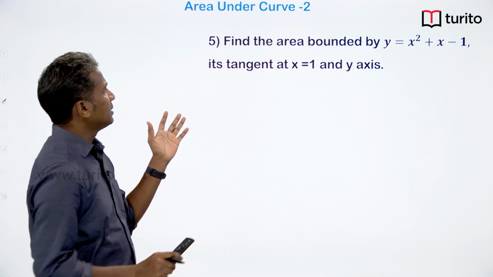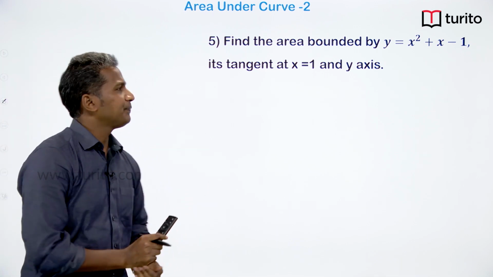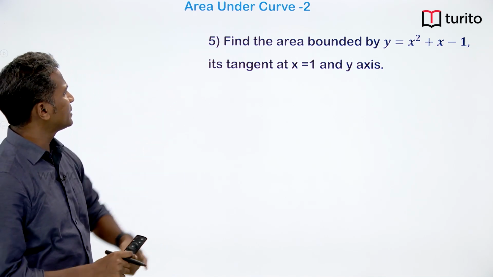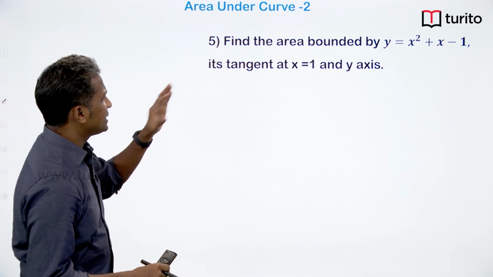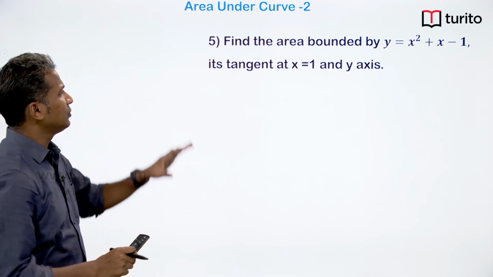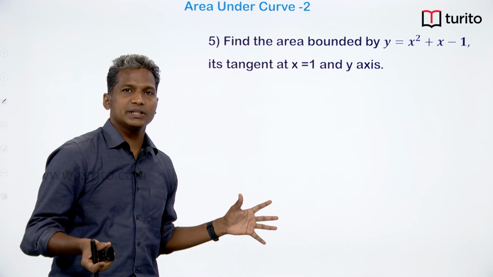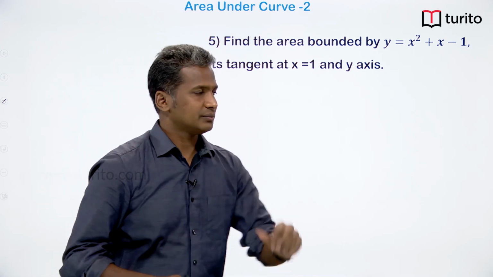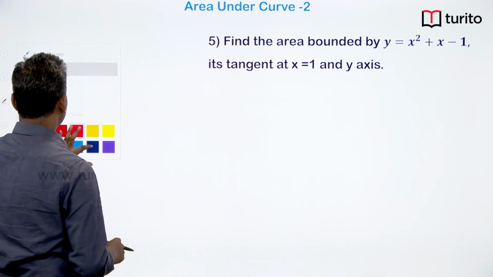Okay, so here find the area bounded by y equal to x square plus x minus 1, its tangent at x equal to 1 and y axis. So how do we do this? Again same process. First we need to draw the graph. So let us draw the graph here.